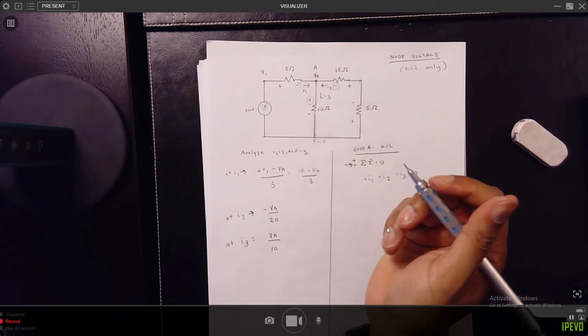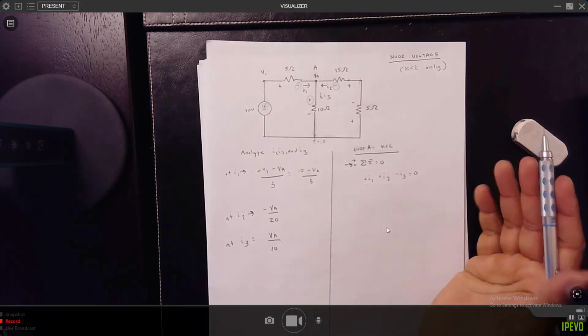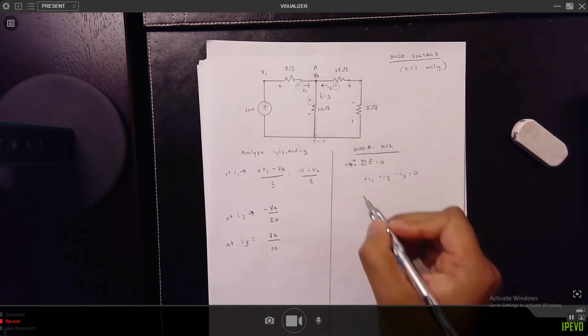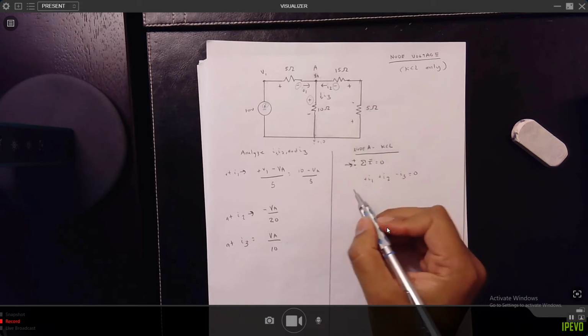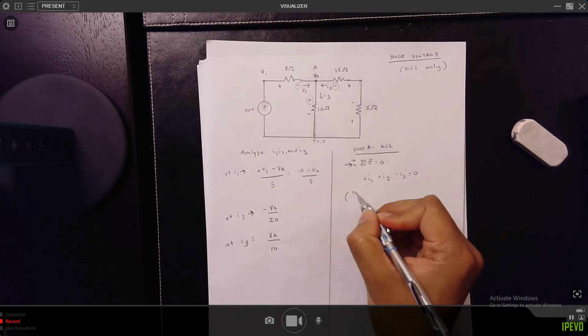Here it's minus VA over 20. Here's VA over 10. Now, how do I handle this situation? Well, you simply plug this in here. Now, this will look hard at first, but it's really very easy. So I1 is 10 minus VA over 5.